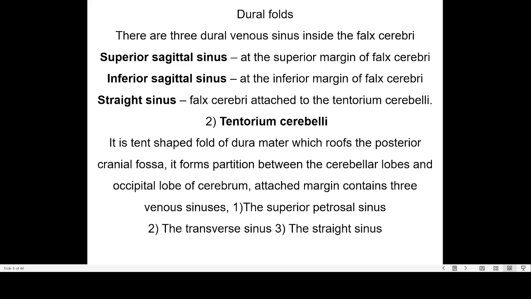Then the second fold, the tentorium cerebelli. It is a tent-shaped fold of the dura mater which roofs the posterior cranial fossa. It forms a partition between the cerebellar lobes and the occipital lobe of the cerebrum. Its attachment margin contains three venous sinuses: the superior petrosal sinus, the transverse sinus, and the straight sinus. These are the main sinuses related to the tentorium cerebelli.